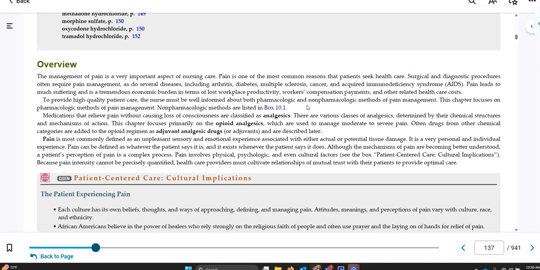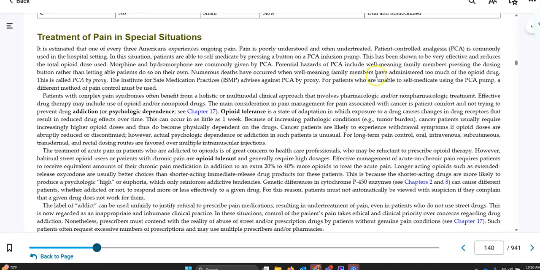We also in this chapter discuss PCA, which is a patient-controlled analgesia. That patient-controlled analgesia is typically through their IV line, and it allows the patient to control when they want their medication.